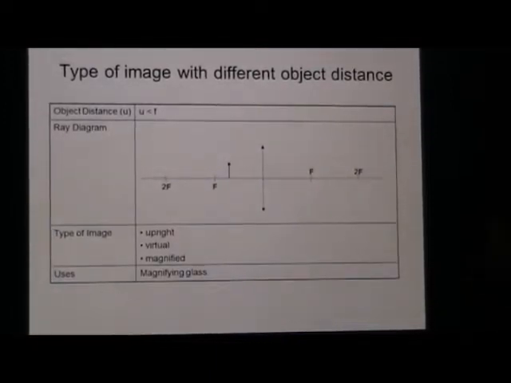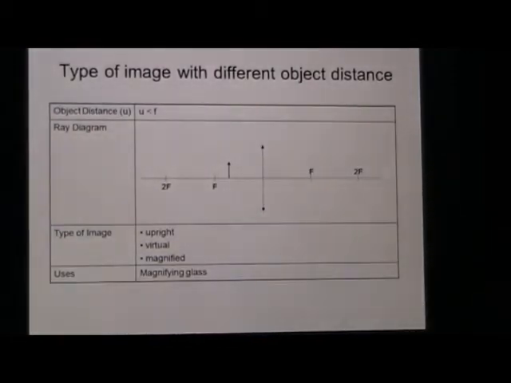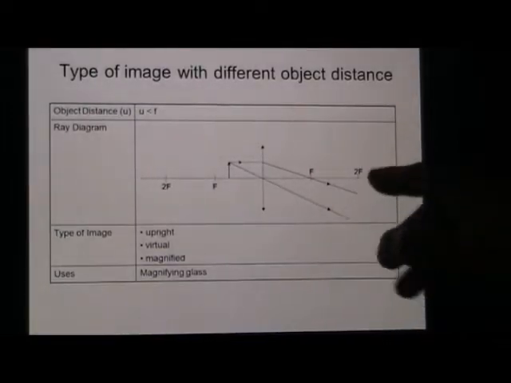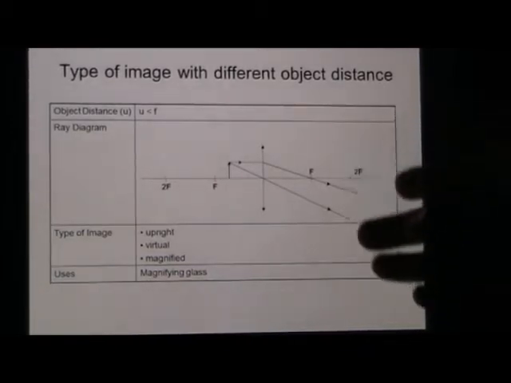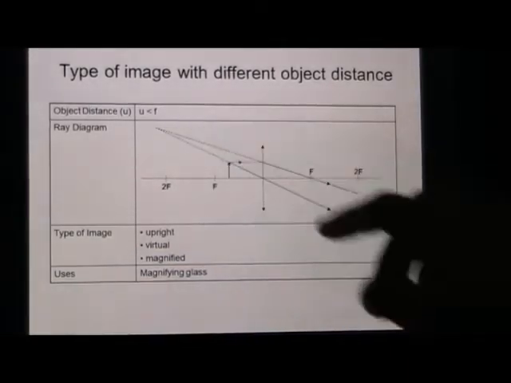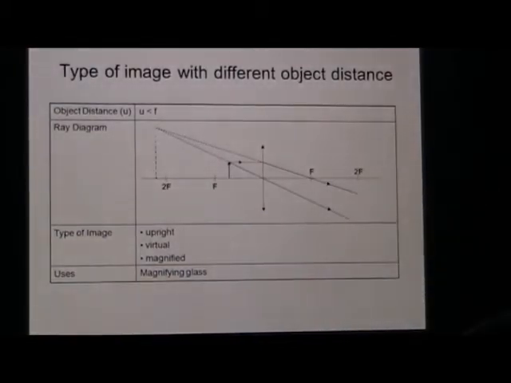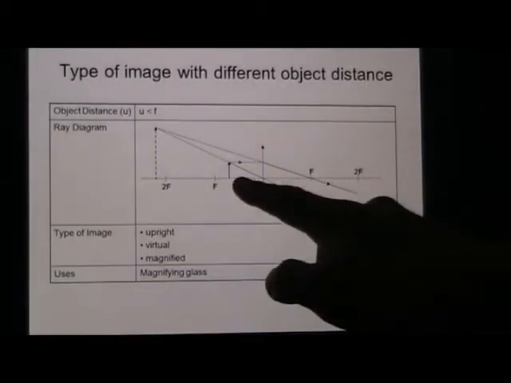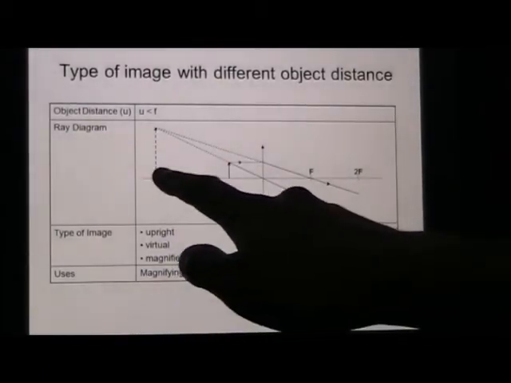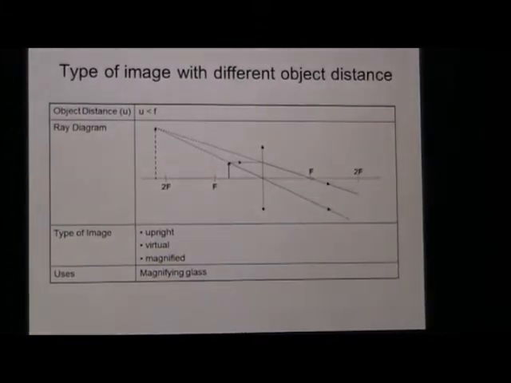Lastly, we can move the object to a distance that is less than one focal length away from the lens. Same thing, we draw the three rays. Horizontal line cut the focal point. The other ray cuts through the center of the lens. We find that it doesn't intersect on the right side. But if we were to extend it backwards with dotted lines, we find that it actually intersects at this point. And since now the image is formed on the same side as the object, we draw a dotted image. This dotted image means that the image is virtual, because now it's on the same side as the object, and it's upright as well and magnified. And the use of this, we use it as a magnifying glass.